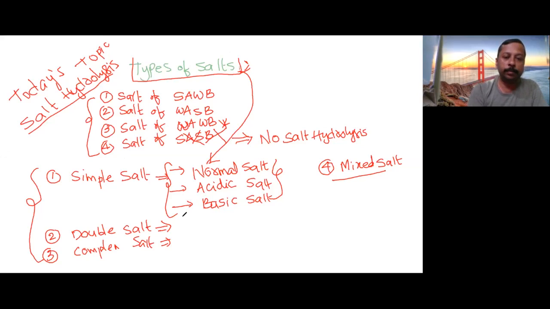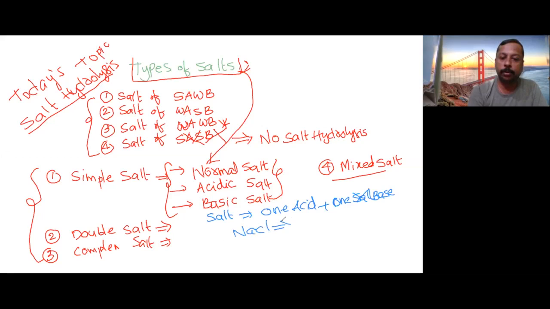Okay, simple salt means any salt. Simple salt means salt made up of one type of acid and one type of base. Any salt which is made up of one type of acid and one type of base. So let me take an example, then you will come to know. NaCl is a salt.